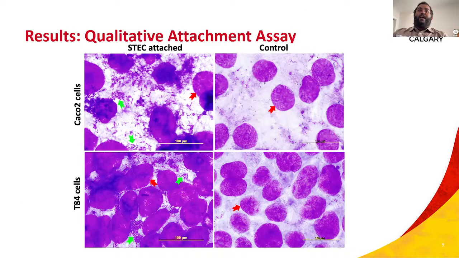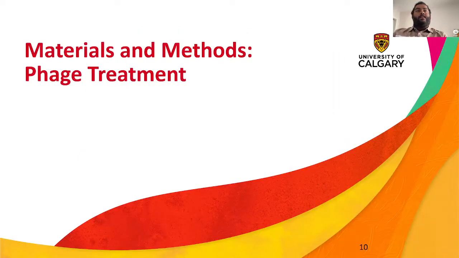From the qualitative attachment assay, we were able to visualize the attachment of EDL933 onto the CACO2 and T84 cells. You can see the circular nuclei of the cells, which are shown by the red arrow, and STEC with the green arrow. So next experiment is our phage treatment of STEC infected intestinal cells.